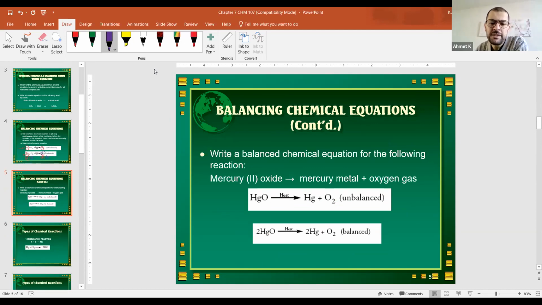So the example is here, again. If you look at the mercury, and again, it's not just one way of balancing. There are going to be many different ways of balancing in terms of the coefficients. Let me write this reaction over here so we can look at it.